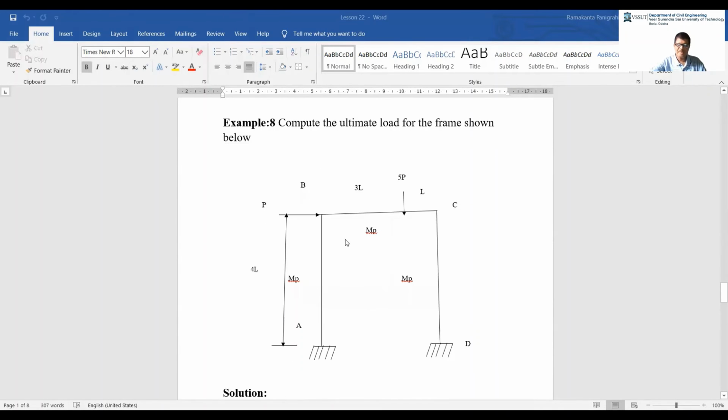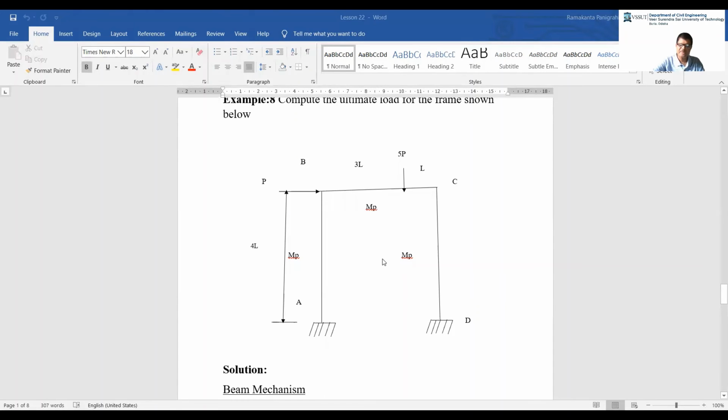Let's go to another problem here. Calculate the ultimate load for the frame shown here. In this frame, what is being done? This has different lengths: 4L, 3L, L. Same thing, 3L, 4L, 3L. So the load is eccentrically loaded, not at the center. And also the value of MP is the same everywhere. We have already done a similar problem.